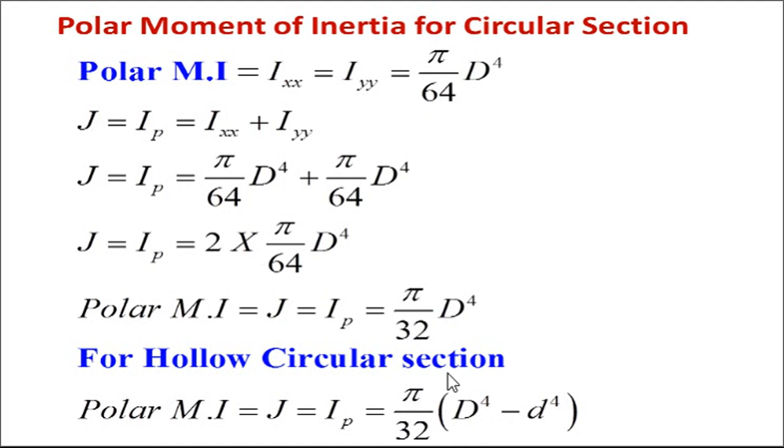So I am discussing here only circular and hollow circular sections because in the torsion chapter normally shafts are taken to transmit power or torque, and that's why shafts are normally circular in section or hollow circular in section. So that's why you usually come across these two cross sections, solid circular section and hollow circular section.